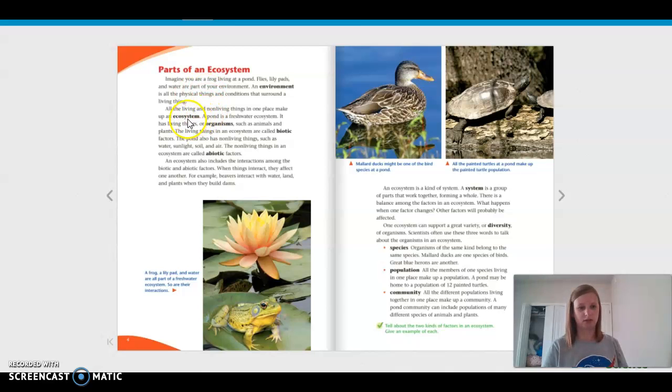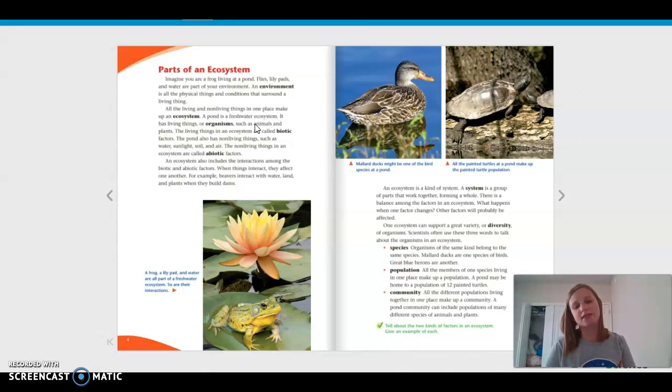What is an ecosystem? That's right here. All the living and non-living things in one place make up an ecosystem. Okay, so a pond is a freshwater ecosystem. Other ecosystems that you could have would be deserts, freshwater ecosystems, and others as well.